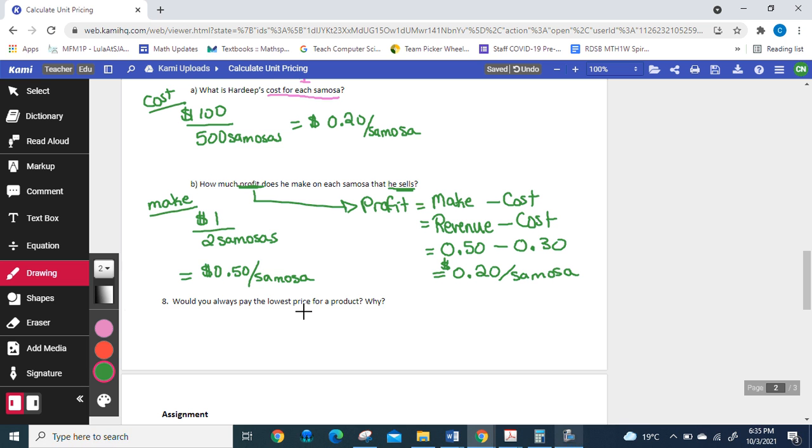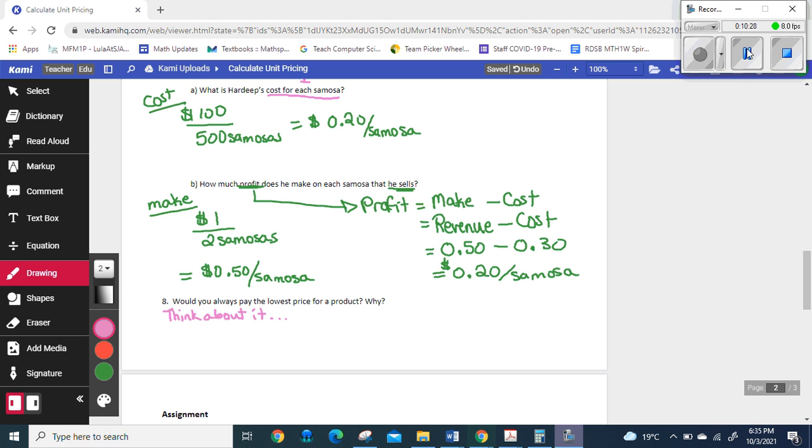Would you always pay the lowest price for a product, and why? That is a great question, and I would like you to think about that one, because there are lots of ways to answer it, and I'd like to hear yours. Okay, so there are lots of questions for you to try. Give it a shot. See how you do. Good luck.